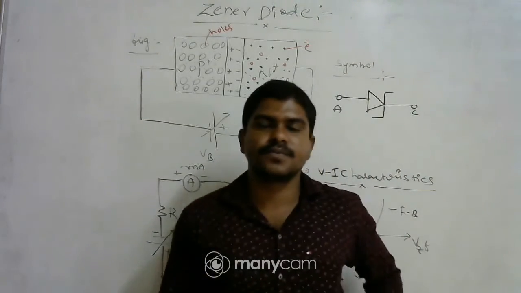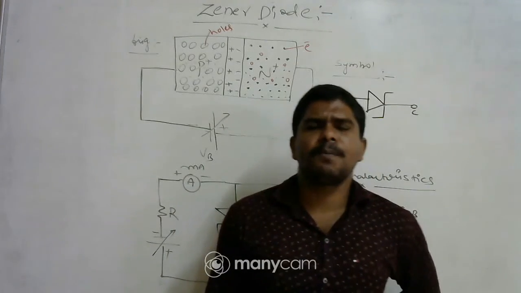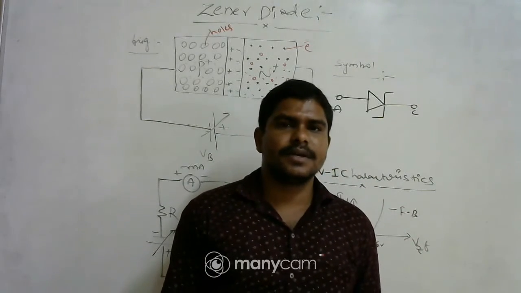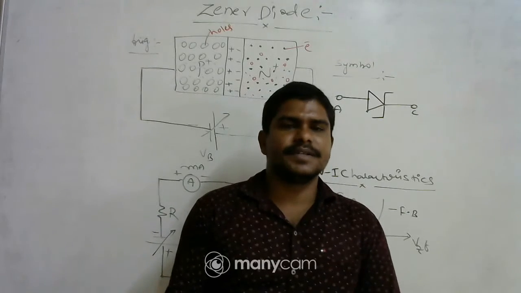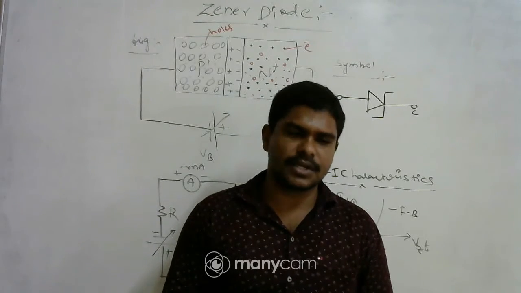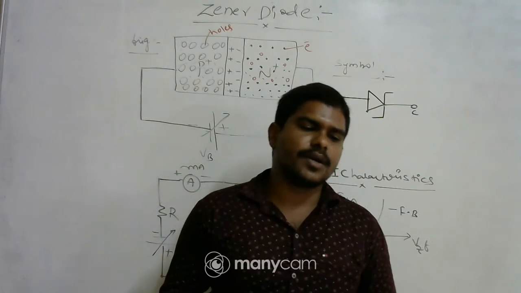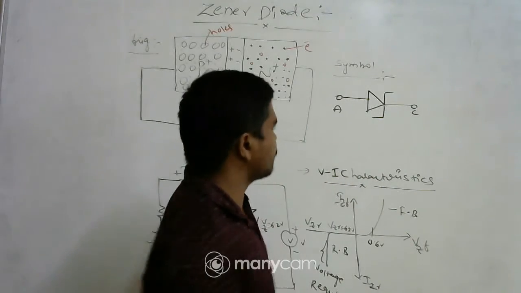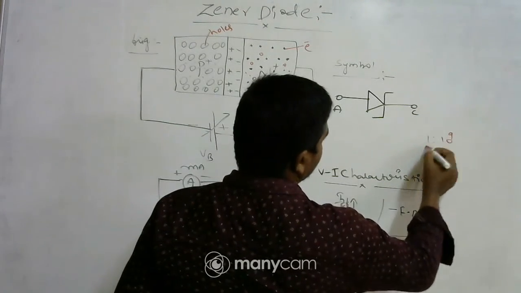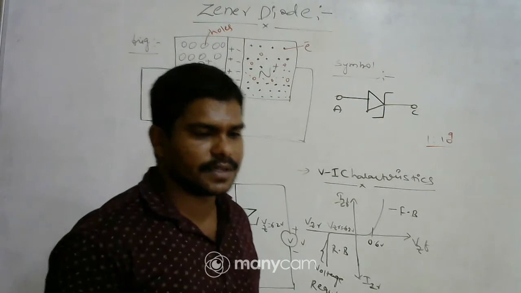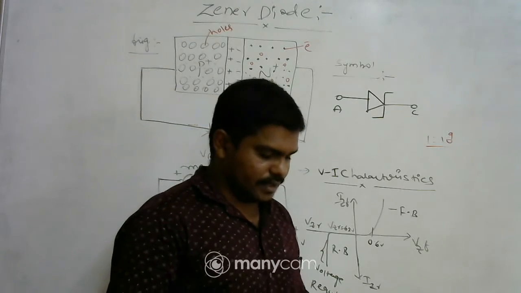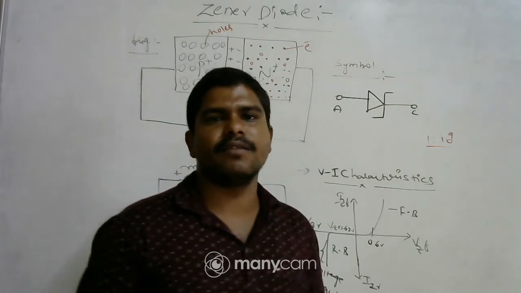Hello friends, in the last session we saw the PN junction diode characteristics, which is the lightly doped diode. We also saw the effect of temperature on a PN junction diode, and the diode doping level. The doping ratio is 1 to 10 power of 9, which is why we call it a lightly doped diode. 1 to 10 power of 9 means in 10 power of 9 semiconductor atoms we add 1 impurity.